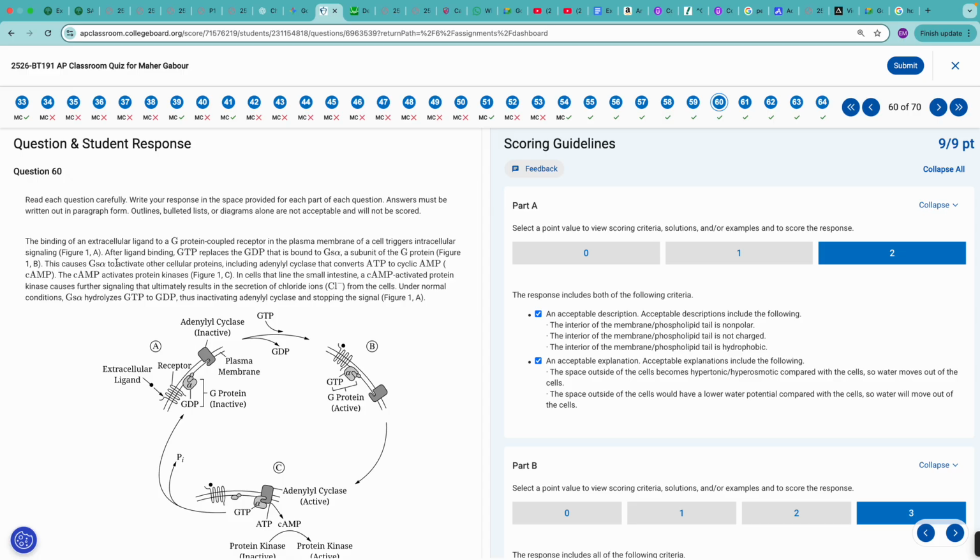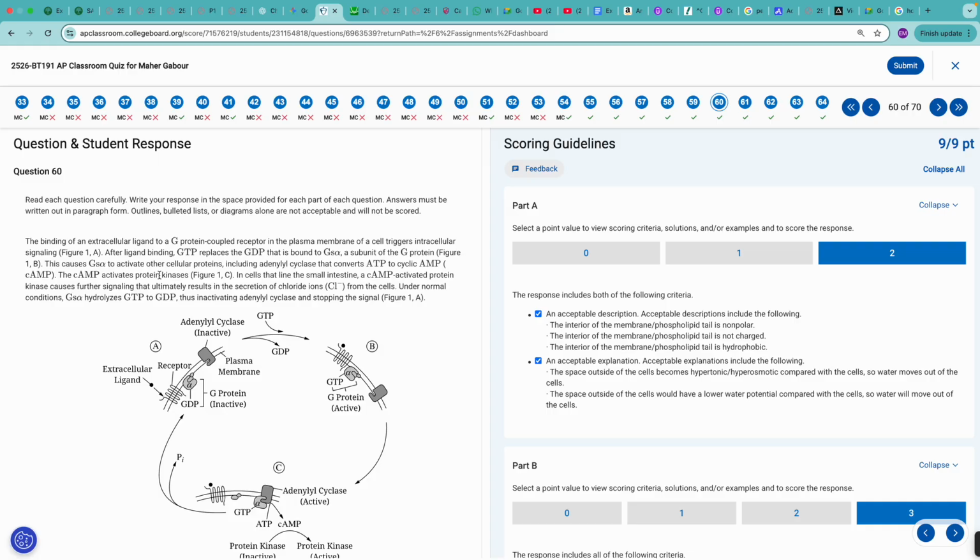Okay, so the binding of an extracellular ligand to a G protein, so we're talking about a cell signaling receptor, in the plasma membrane of a cell triggers intracellular signaling. After ligand binding, GTP replaces GDP, just like I said in my chapter 4 summary. You have to get GTP for it to be activated. So now we have our GTP that is bound to the Gs alpha, a type of subunit of the G protein. This causes the Gs alpha to activate other cellular proteins, including adenylyl cyclase that converts ATP to cyclic AMP.